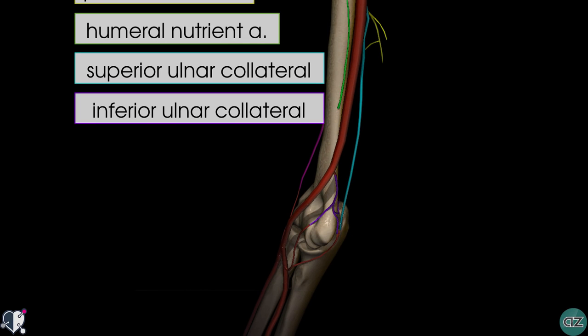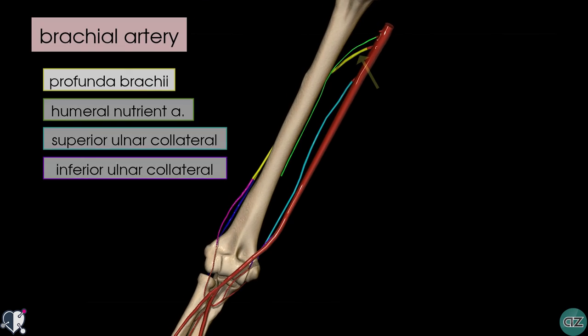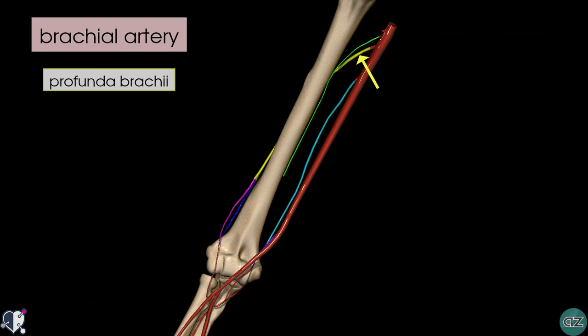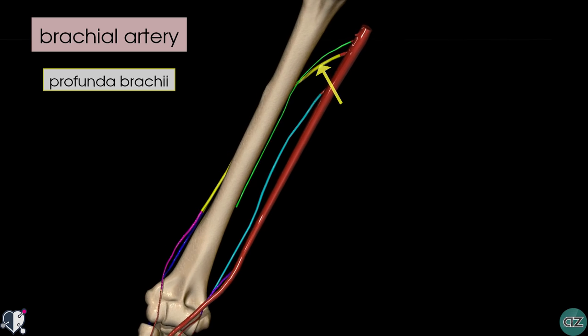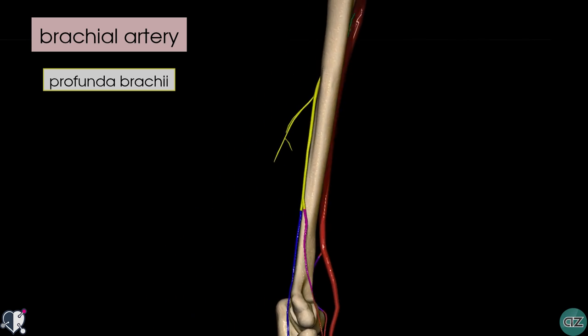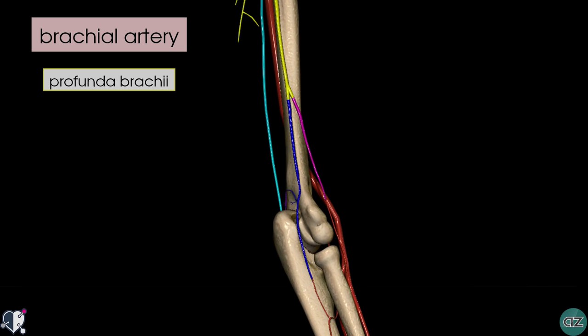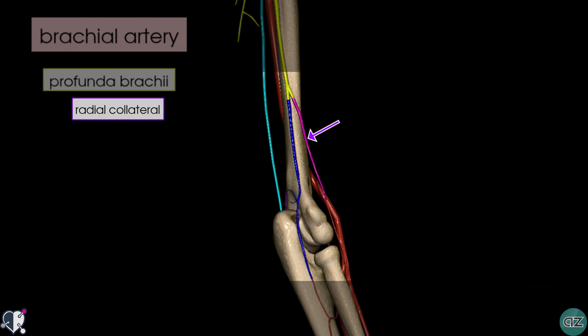So let's take a look at the profunda brachii artery, which we saw in yellow. This artery is the largest branch and it passes posteriorly to supply the posterior compartment of the arm. As you can see here, the profunda brachii artery terminates by dividing into 2 branches. In purple, you can see the radial collateral artery, and in blue, we've got the middle collateral artery.